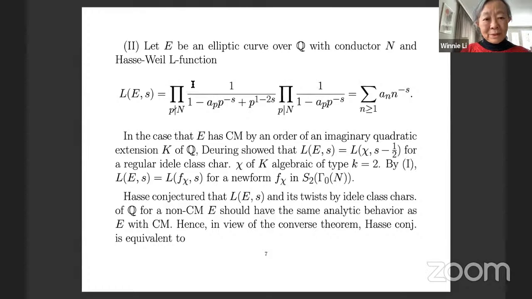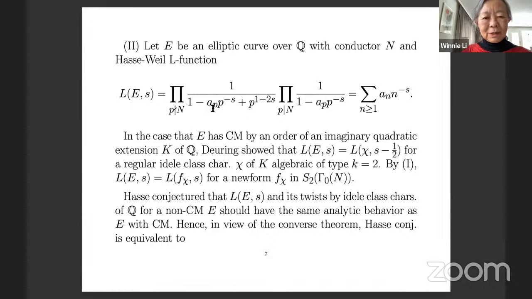The second application is to an elliptic curve E defined over Q with conductor N. To such an elliptic curve, we can associate the Hasse-Weil L function. The Euler factor at a prime p not dividing the conductor is 1 over something which is quadratic in p to the minus s, and the coefficient in front of p to the minus s is minus a_p, where a_p is p plus 1 minus the number of rational points of E over F_p.